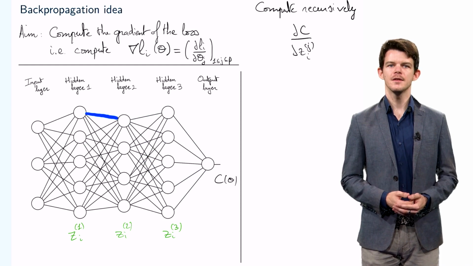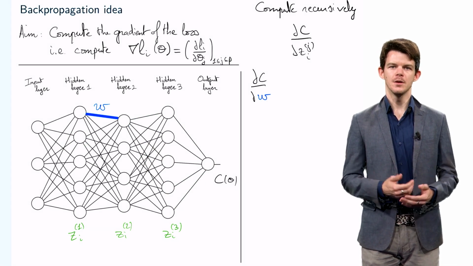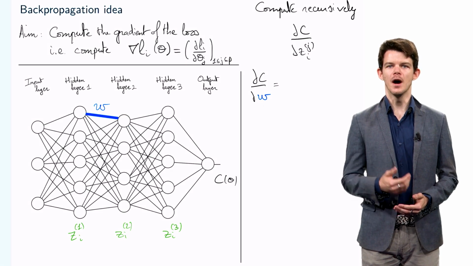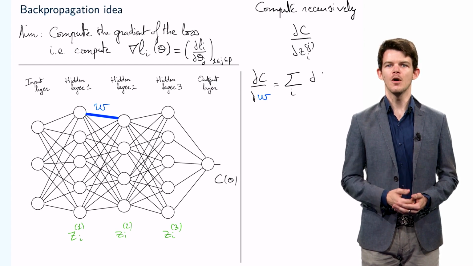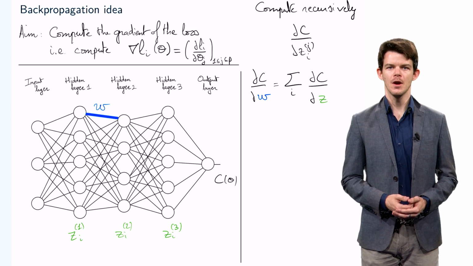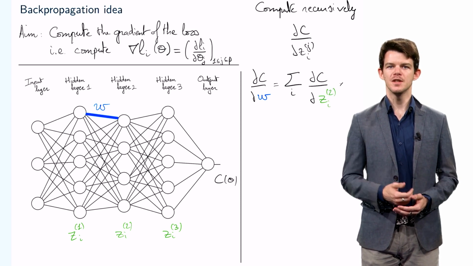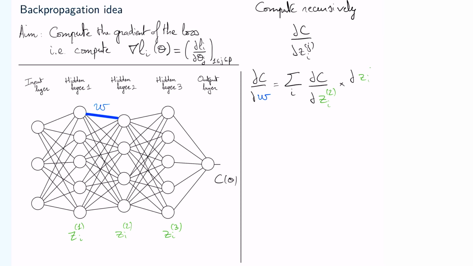To see that, consider this weight. We want to compute the partial derivative of the loss C with respect to this weight that we call W. Since the loss C depends on all Z2i, according to the chain rule, this derivative is equal to the sum over all neurons i in the second hidden layer of the partial derivative of C with respect to Z2i times the partial derivative of Z2i with respect to W. As noticed before, only Z21 depends on W. Therefore, all terms are null except the one corresponding to Z21, which leads to this formula.